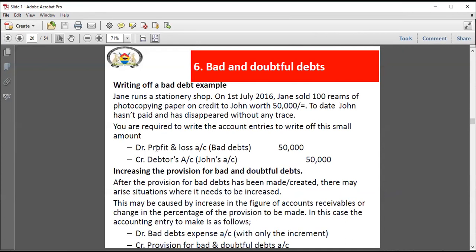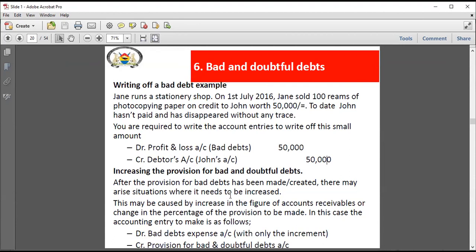So we debited our profit and loss account with 50,000 and then credited our John's account, debtor's account, because John is no longer traceable. John disappeared. So that is what we did. We have to write off this, and this goes to the P&L, and this goes to reduce.